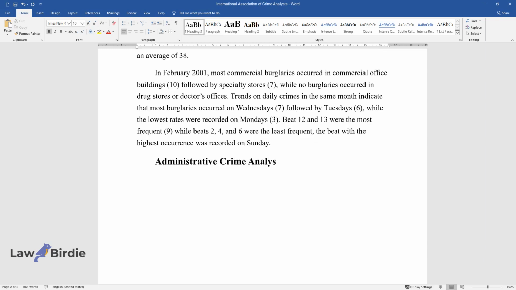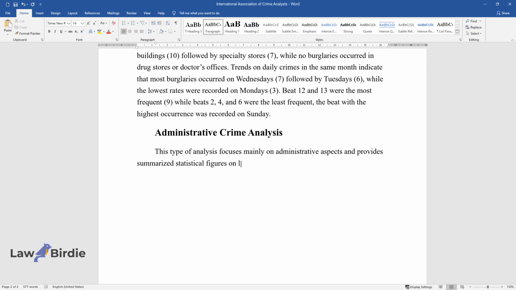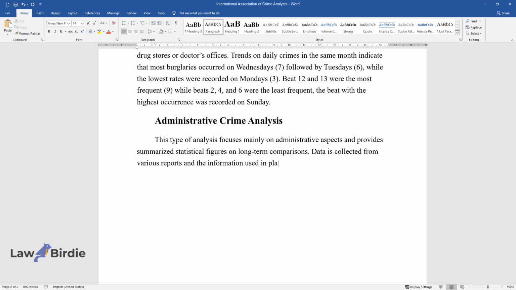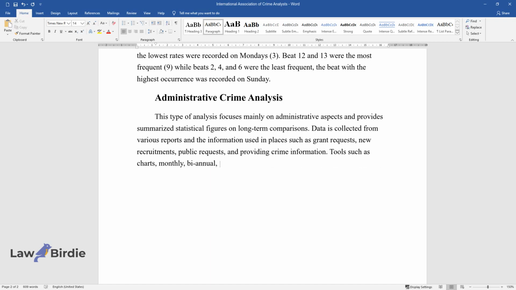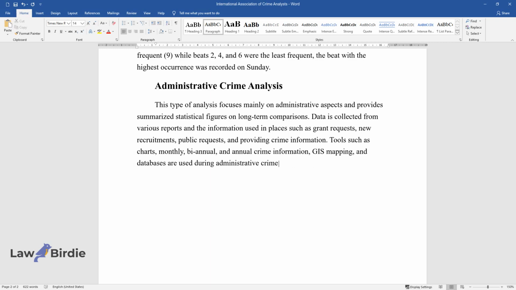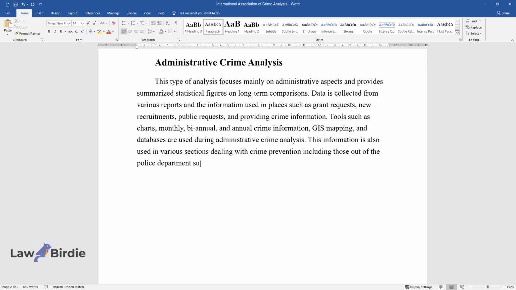Administrative crime analysis. This type of analysis focuses mainly on administrative aspects and provides summarized statistical figures on long-term comparisons. Data is collected from various reports and the information used in places such as grant requests, new recruitments, public requests, and providing crime information. Tools such as charts, monthly, biannual, and annual crime information, GIS mapping, and databases are used during administrative crime analysis. This information is also used in various sections dealing with crime prevention, including those out of the police department such as the city council and community policing groups.